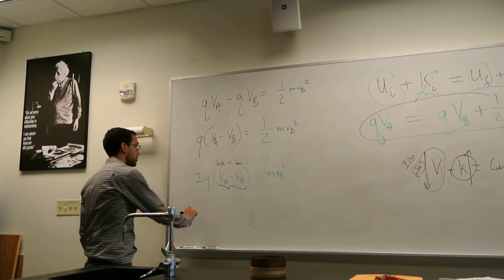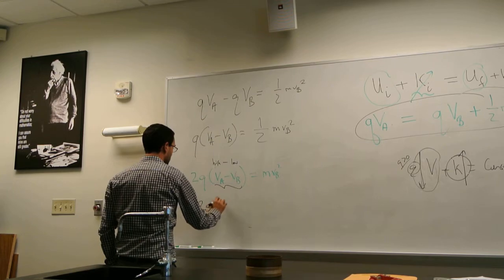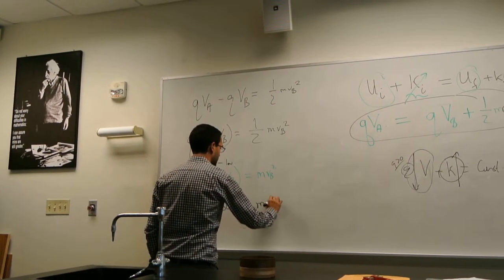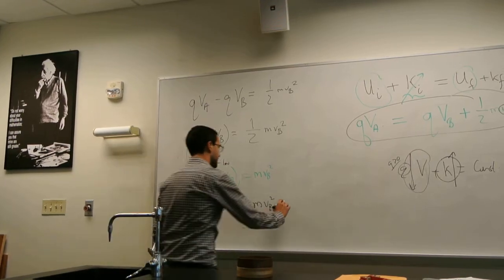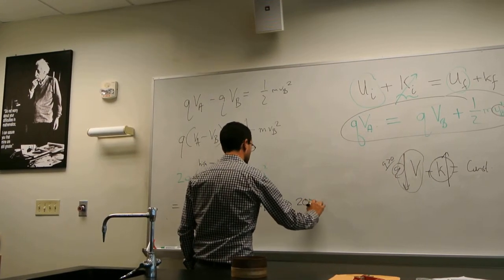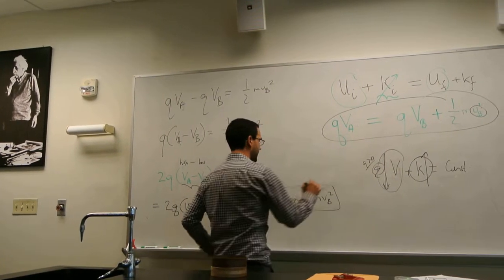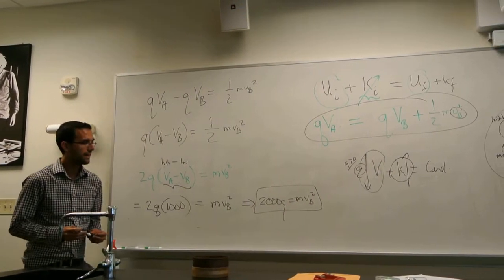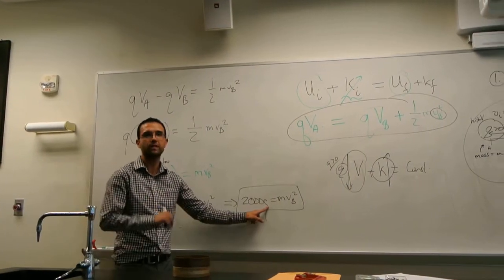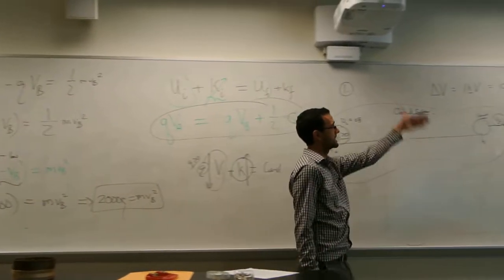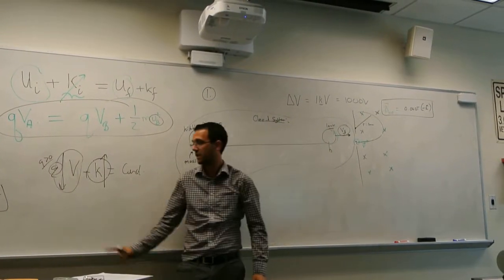Does everybody see that? So this is 2 times Q times 1,000 volts, that was given, is equal to MVB squared. So this now gives me 2,000 Q is equal to MVB squared. Does everybody agree with this statement? 2,000 times the charge of the ion is equal to the mass of the ion times the speed that it has acquired after accelerating through 1,000 volts of potential difference, squared.